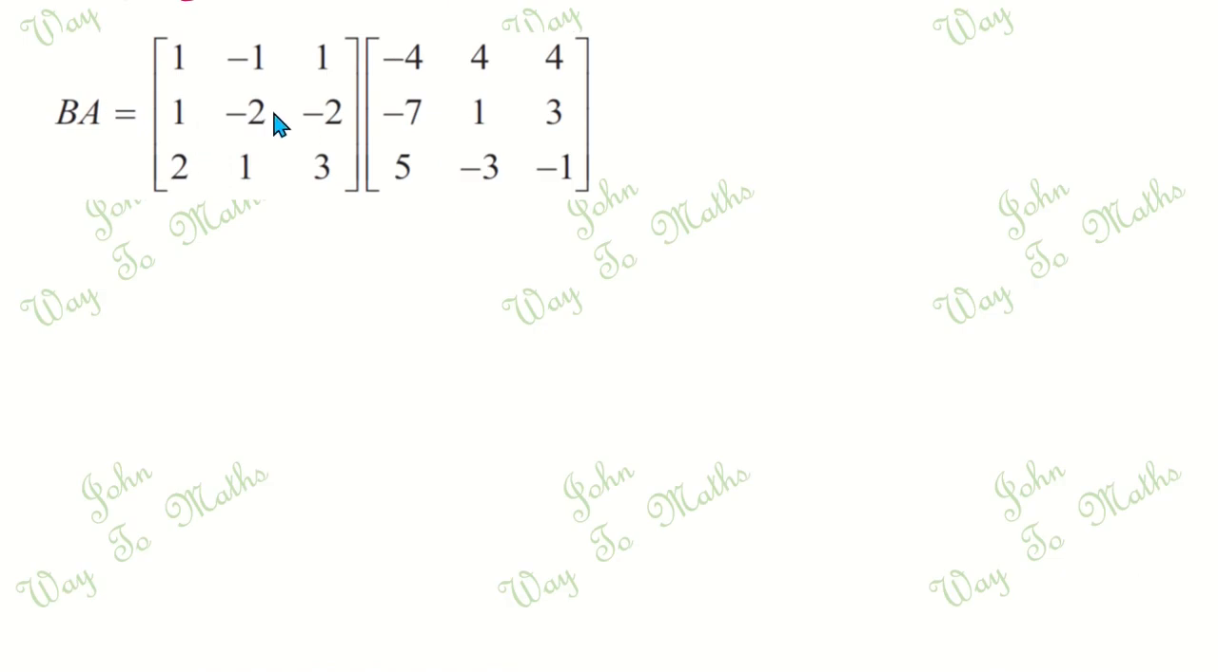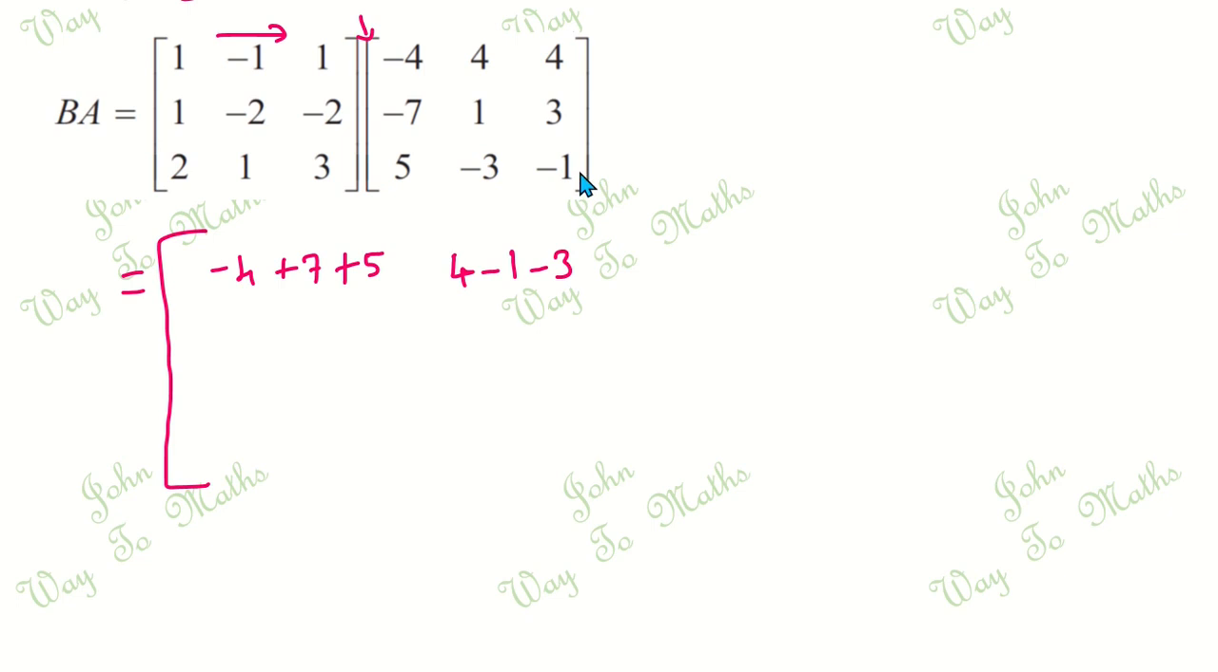So the BA matrix is equal to, here I'm going to multiply these two matrices. First row multiplied by first column, so 1 into minus 4 becomes minus 4, then minus 1 into minus 7 becomes plus 7, then 1 into 5 becomes 5. Then first row multiplied by second column, 1 into 4 becomes 4, then minus 1 into 1 becomes minus 1, then 1 into minus 3 becomes minus 3. Then first row multiplied by third column, 1 into 4 becomes 4, minus 1 into 3 becomes minus 3, then 1 into minus 1 becomes minus 1.